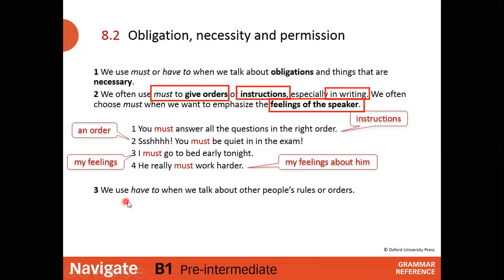Next rule, we use have to. Sorry, we use have to when we talk about other people's rules or orders. So this is different. As you can see, this is completely different. So have to is for people's rules and orders.